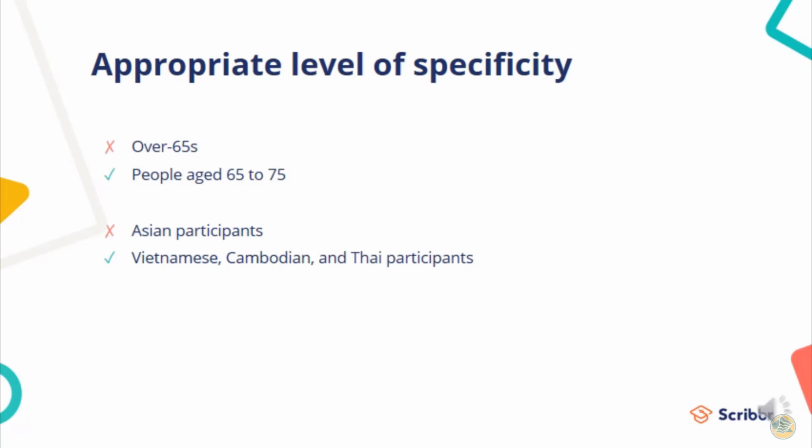When possible, give specific characteristics rather than broad categories. The appropriate choice depends on the context. For example, people aged 65 to 75. For example, Vietnamese, Cambodian, and Thai participants.